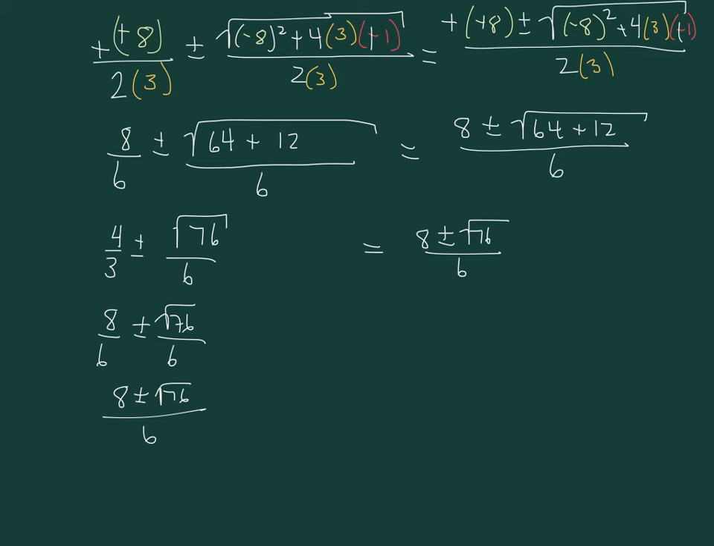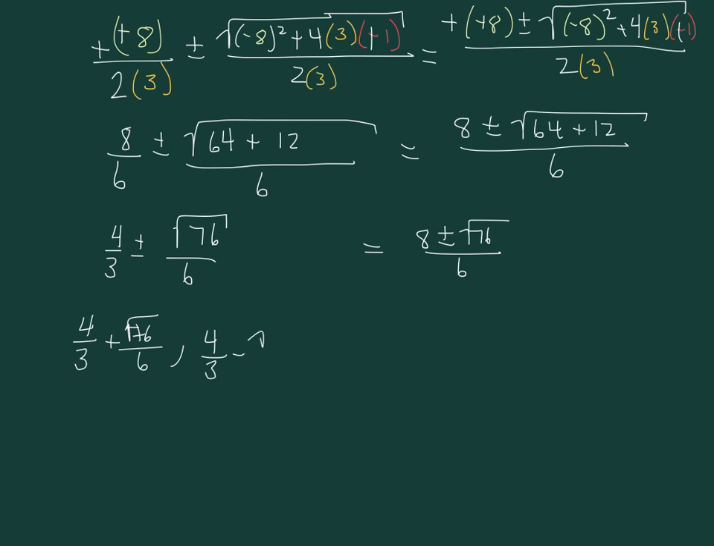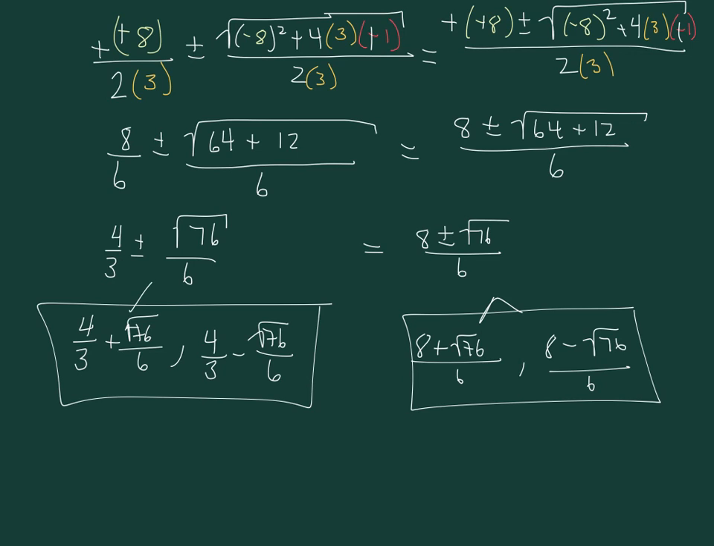So that's one way you could write it, one method you could do to wind up back over here. Now, I'm not going to do that. I just wanted to show you that that's an option. So what we need to do is create two solutions, one with a positive and one with a negative. On this side, it's going to break apart into 8 plus square root of 76 over 6, comma, 8 minus square root of 76 over 6. And so both of these should be valid answers in the system.